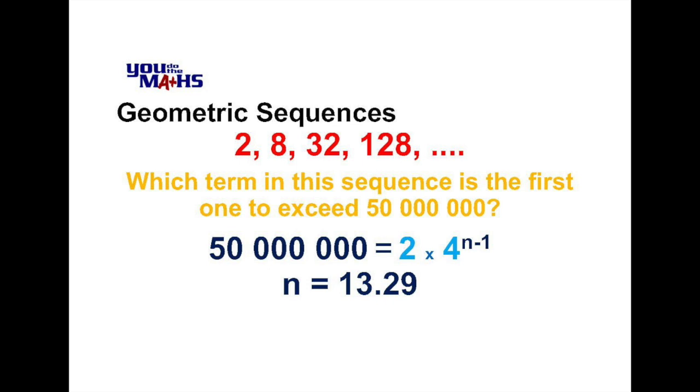And the easiest way to solve that equation would be to substitute it into our calculator and solve using an equation solver, and we get n equals 13.29. Now we can have a 13th term in the sequence and we can have a 14th term, but it doesn't make much sense to talk about a term which is in position 13.29. So we know because the sequence is increasing that the 13th term will be slightly under 50 million and the 14th term will be slightly over 50 million. So the first term to actually exceed 50 million will be the 14th term.